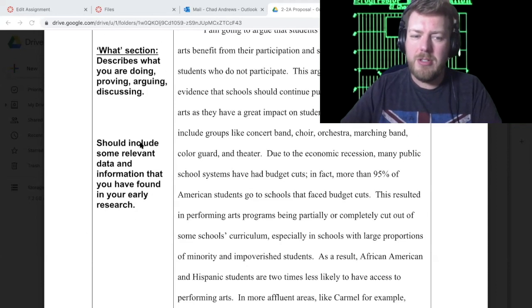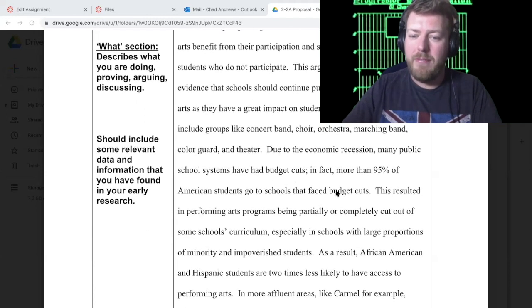The other thing you should do is start including some relevant data here. You'll notice that they include some factoids, like due to economic recession, many public schools have had budget cuts.